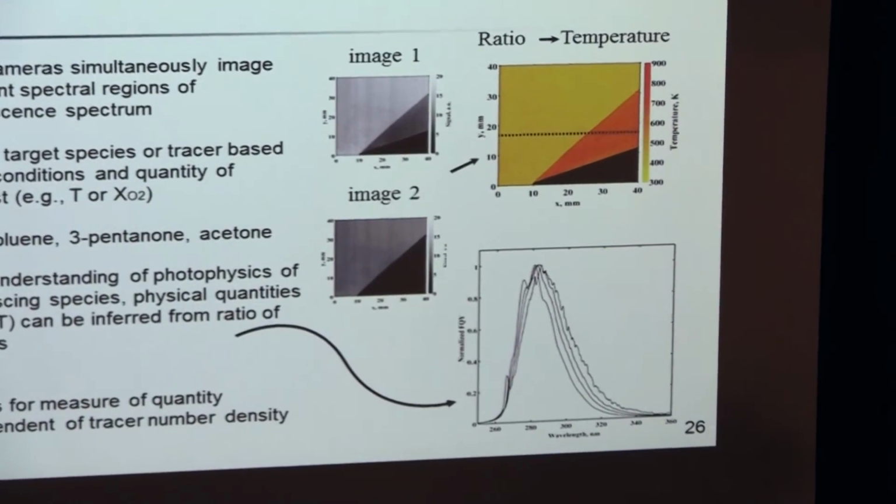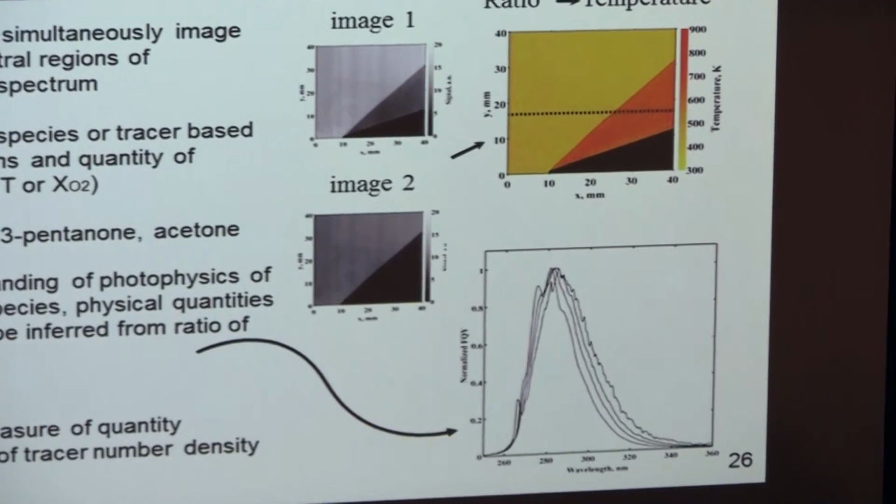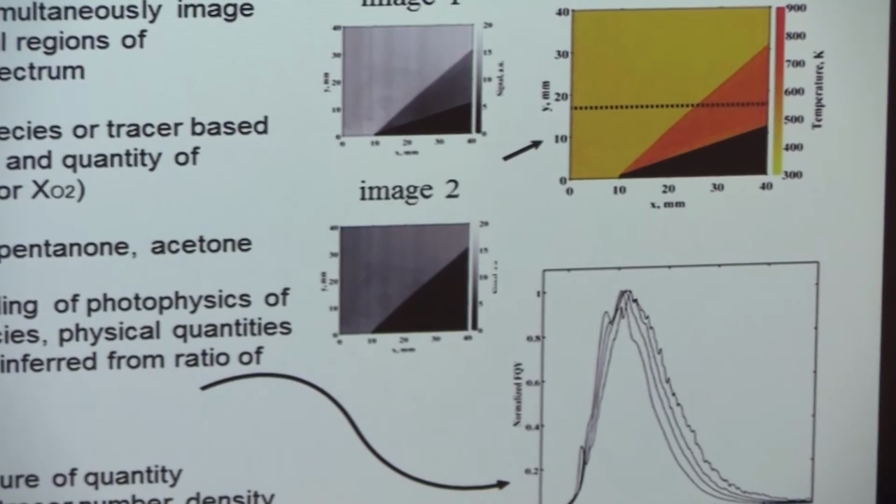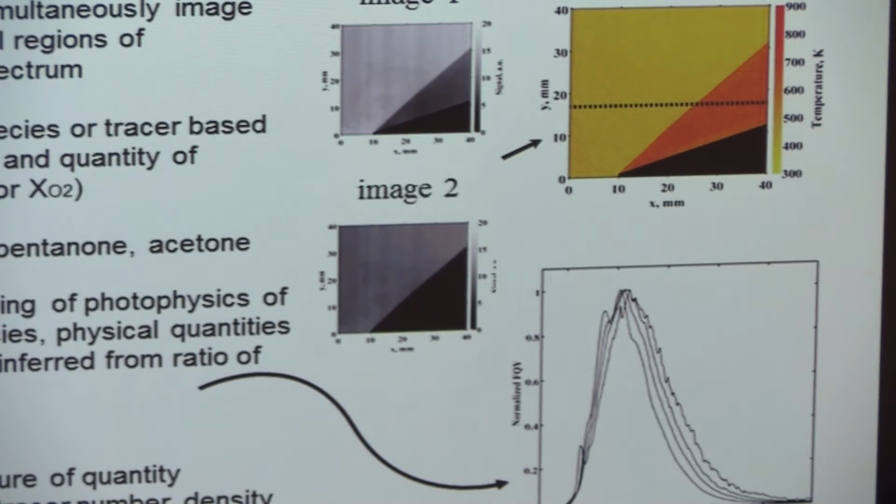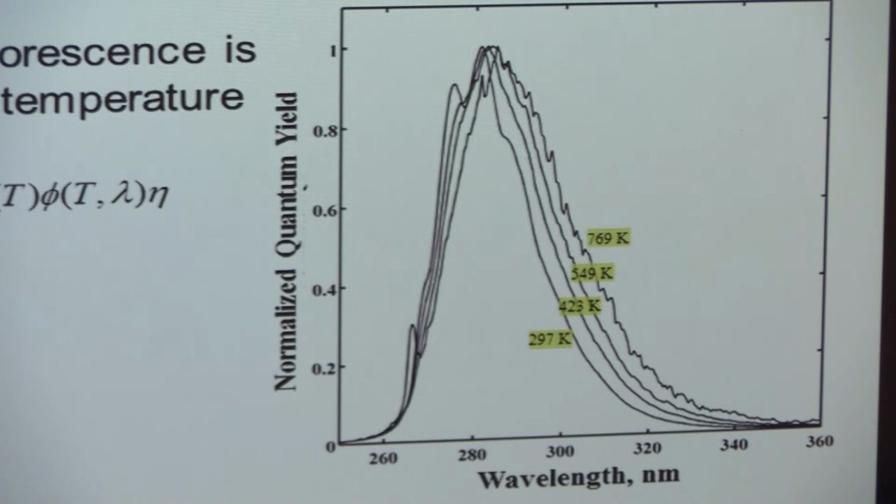We want to use 1 laser, and we want to get 2 images. How can you get 2 images? So you recognize that the fluorescence distribution is slightly temperature dependent. And when you increase the temperature, you increase the light that is emitted at longer wavelengths. That's 320, 340. So basically, if you blow this up, this is the fluorescence distribution as a function of temperature from 297 up to about 770 Kelvin.